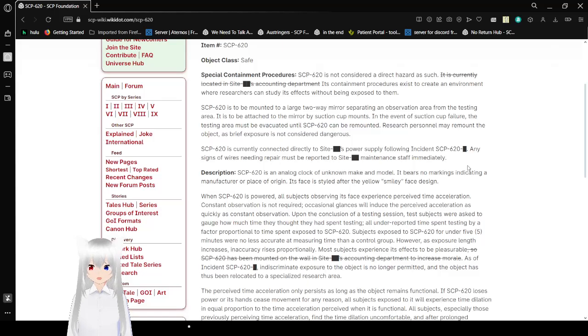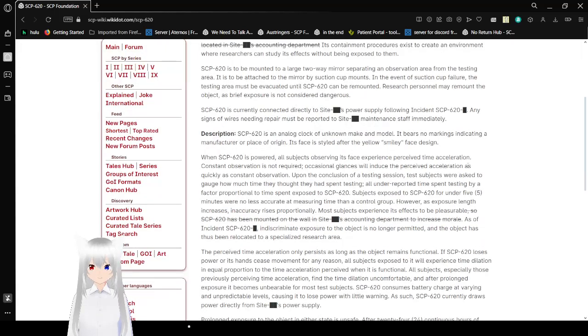SCP-620 is mounted to a large arch two-way mirror separating an observation area from the testing area. It is attached to the mirror by suction cup mounts. In the event of suction cup failure, the testing area must be evacuated until SCP-620 can be remounted. Research personnel may remount the object, as brief exposure is not considered dangerous.